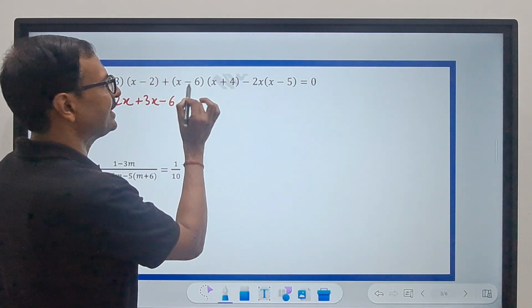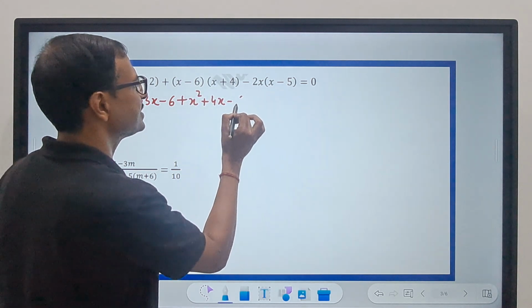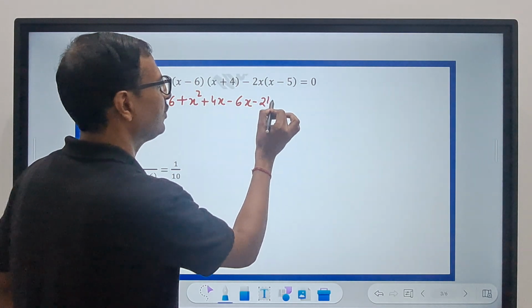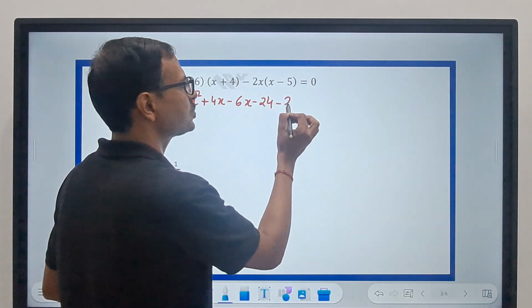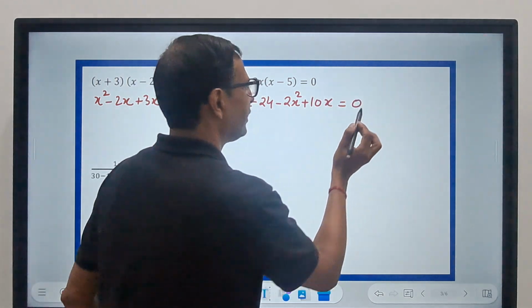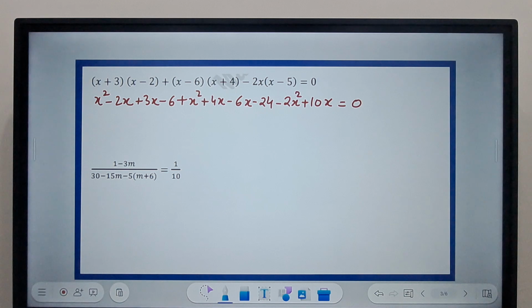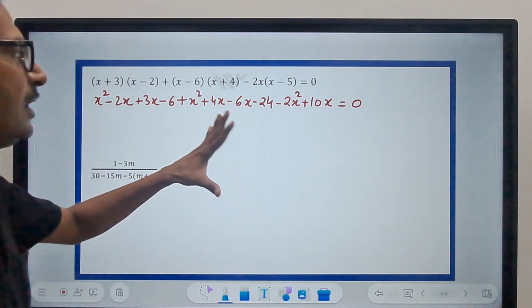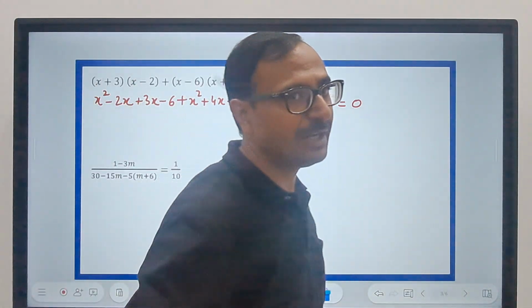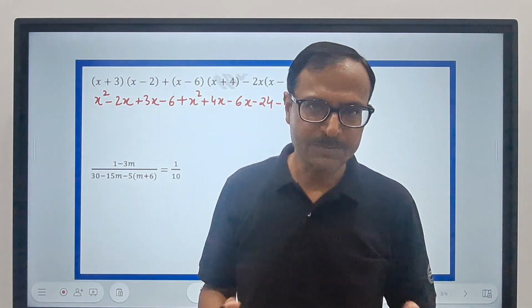Likewise here, multiply these two brackets: plus x square plus 4x minus 6x and minus 24. Likewise here, minus 2x square plus 10x. Be very careful friends, because so many of the students tend to commit a lot of sign mistakes when they open the brackets of such huge equations. And see the number of terms here, there are so many terms, but the next step will be very easy, because when you group these like terms, when you combine these like terms, the equation becomes very simple.